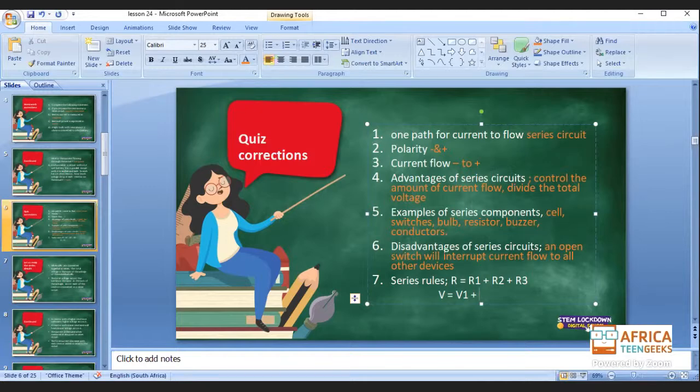Yeah, I think that's a disadvantage also. Yes, that's the disadvantage.